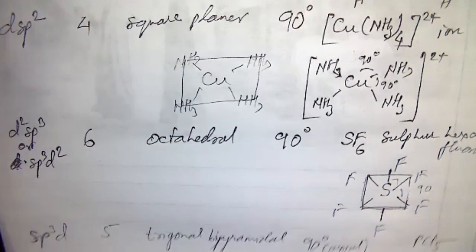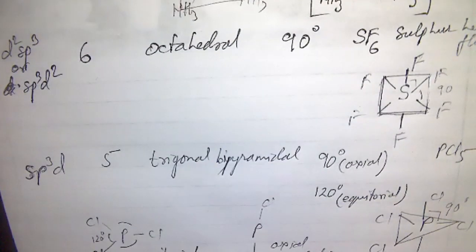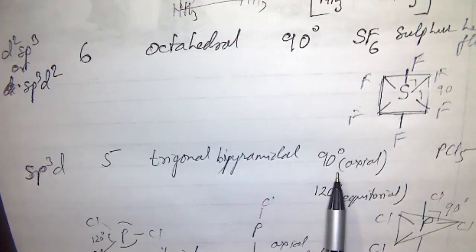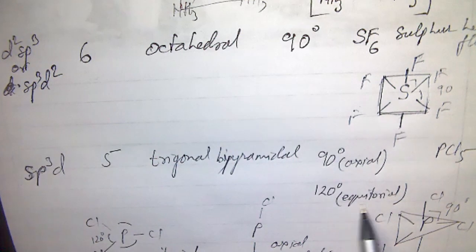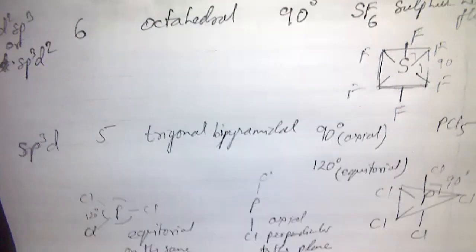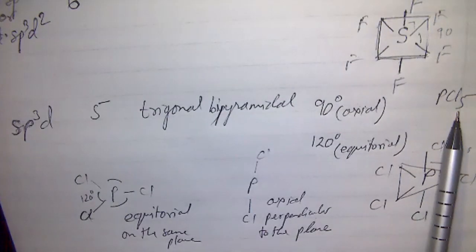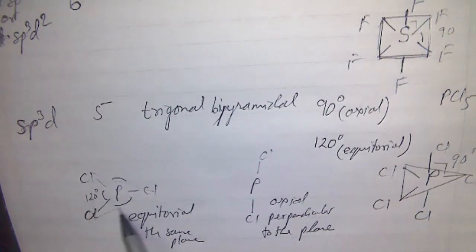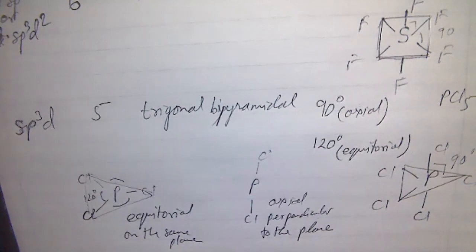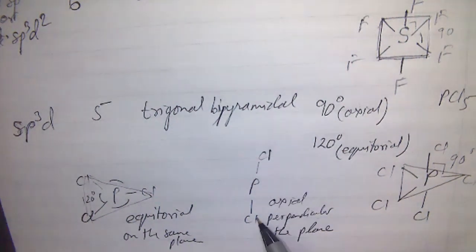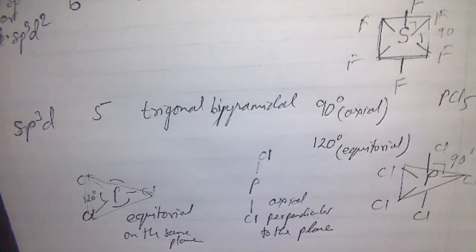Then we had sp3d. sp3d, five hybrid orbitals, trigonal bipyramidal. The axial angles are 90 degrees, the equatorial angles are 120. Now what are these axial and equatorial that I have explained in this example? PCl5 is an example. Three of them, they form a triangle, equilateral triangle, isn't it? So this is your equatorial one, and two of them, they are perpendicular to it. So these are the axial ones. So this is a structure, isn't it?